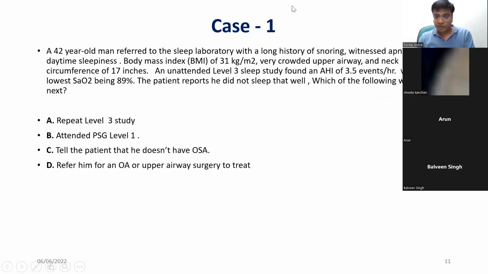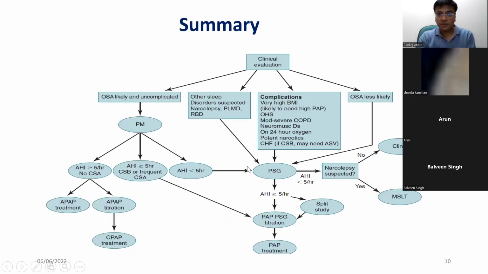So now, just a minute. This is not my laptop. This is my father's laptop. So there are some issues.